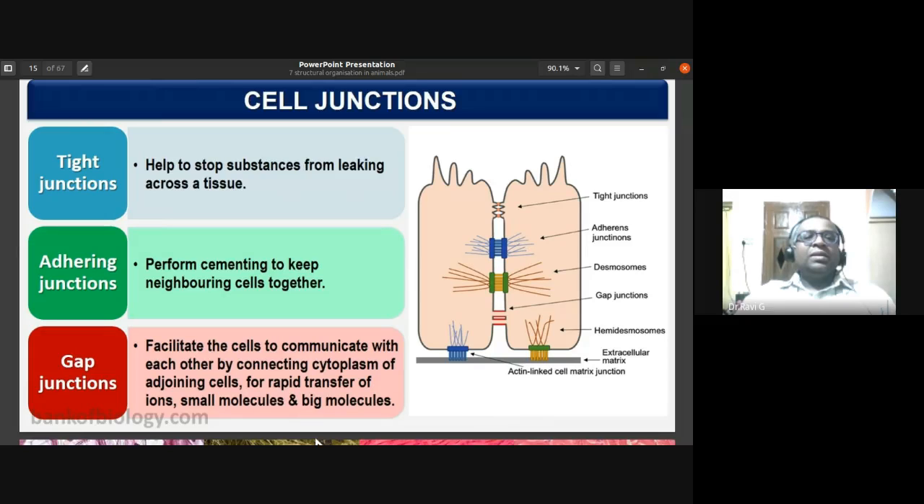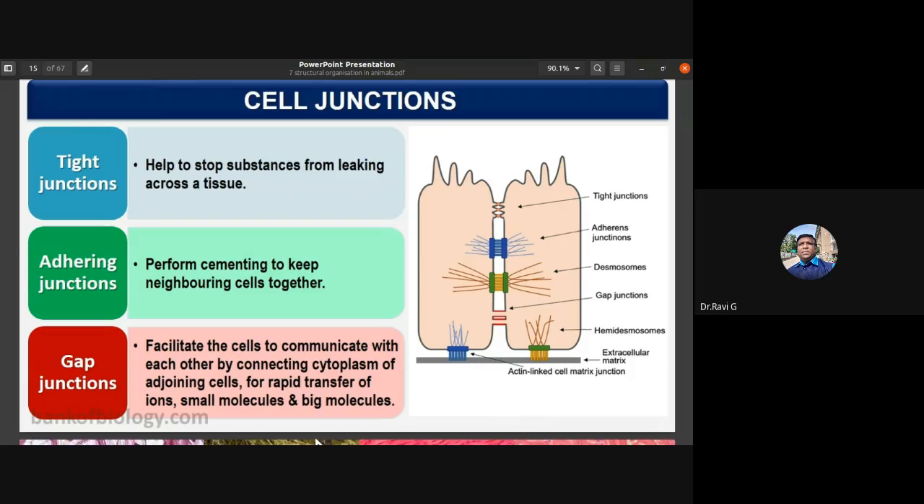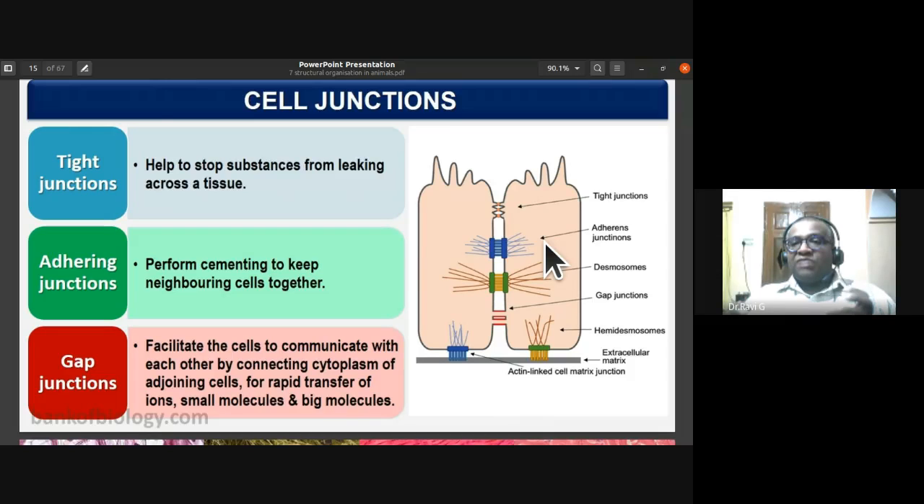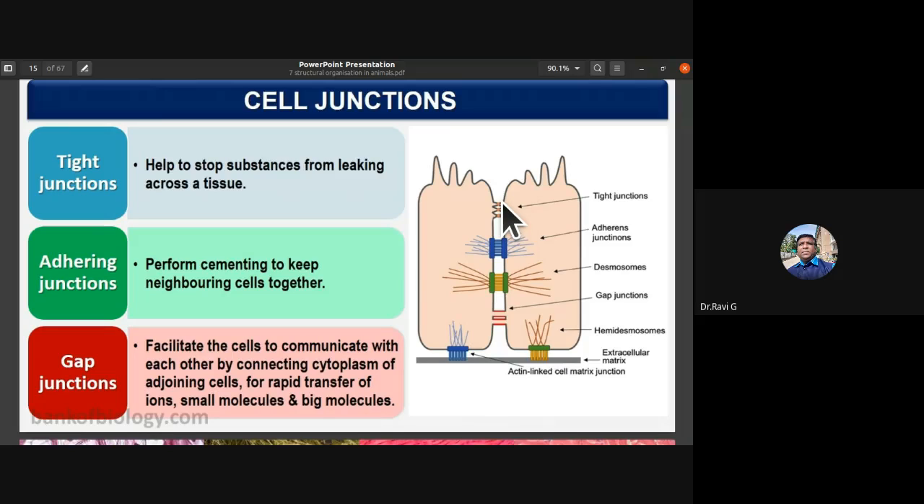Tight junctions, what do they do? They help to stop substances from leaking across a tissue. You can notice the tight junctions here. They are the structural and functional links that hold the adjacent cells, helping in preventing substances from leaking across a tissue.